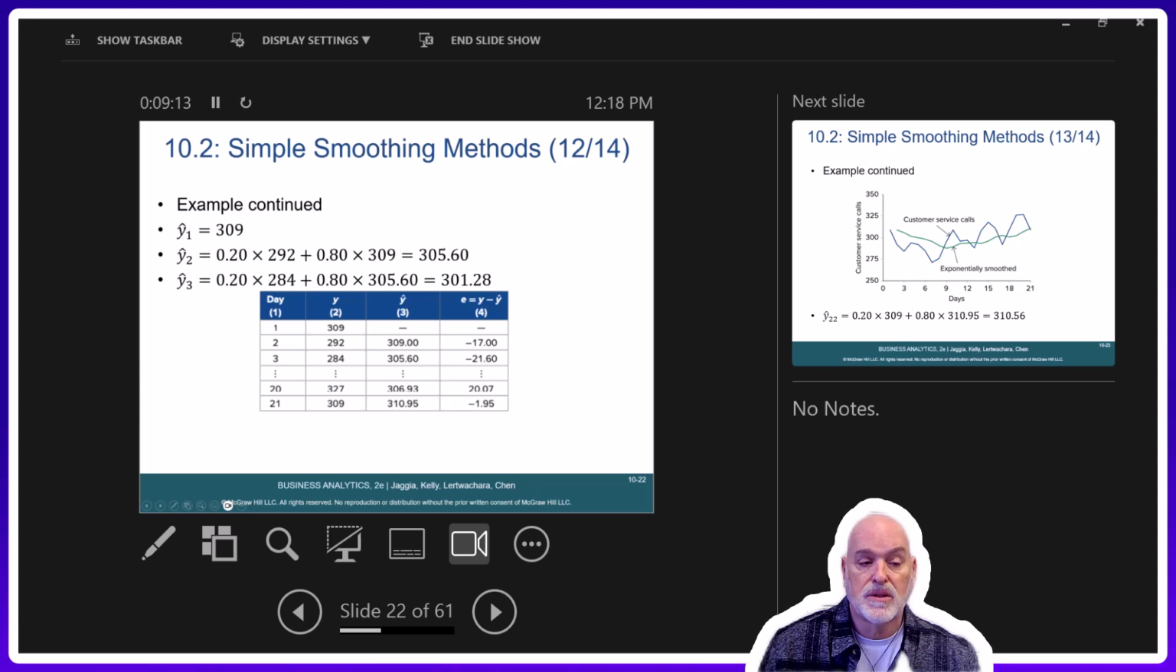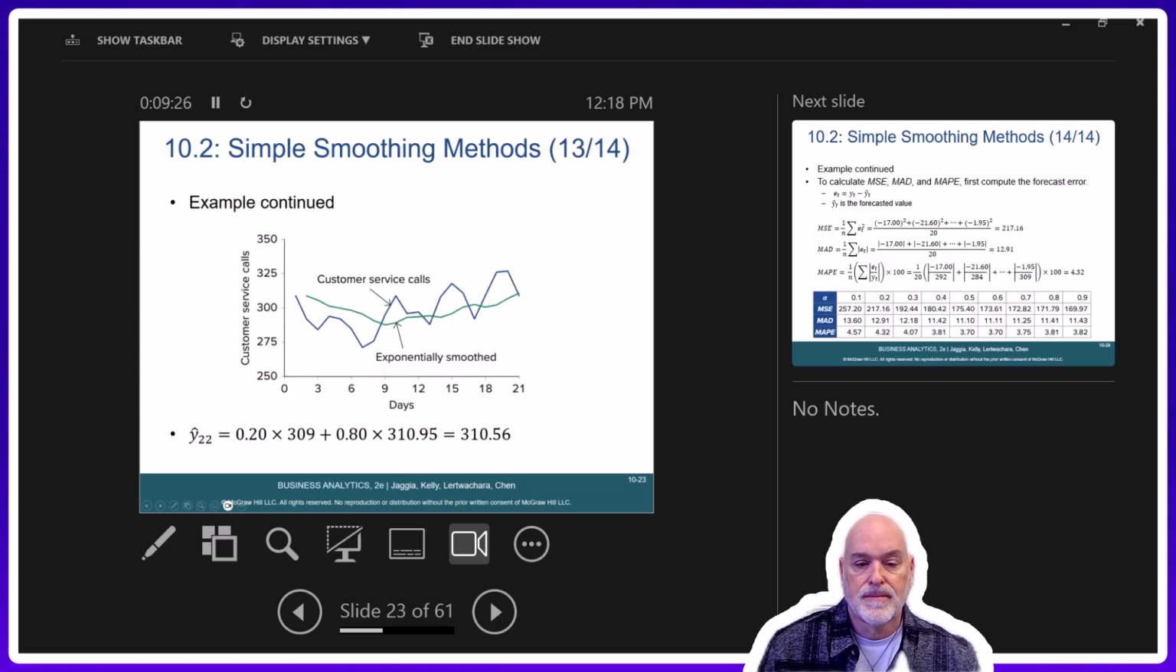So for example, y sub 1 equals 309, y sub 2 equals 305.60, and y sub 3 equals 301.28. What does all this mean? And here's the plot. It's exponentially smooth here, where we had the spike and the peak.